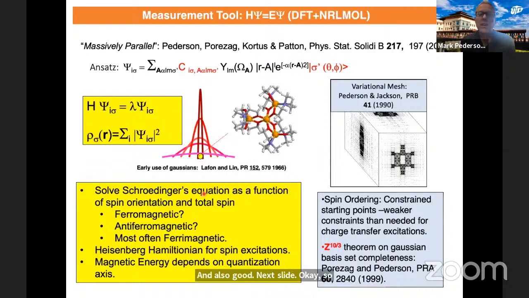Okay, so the electronic structure method that we use is some work that I did at the Naval Research Lab for many years. It's based on Gaussian type orbitals instead of plane waves. And everything I'll be talking about today is an isolated system.